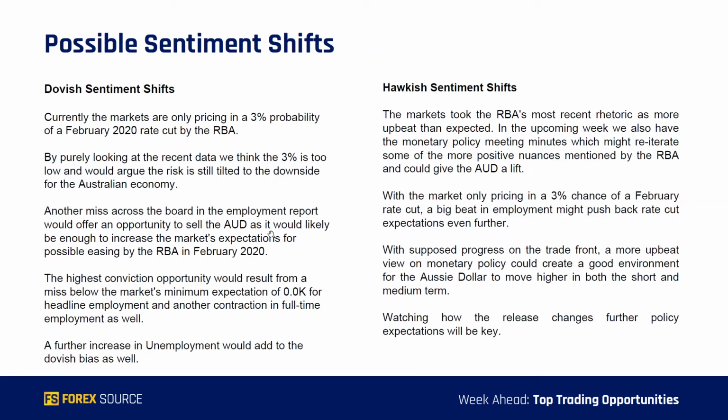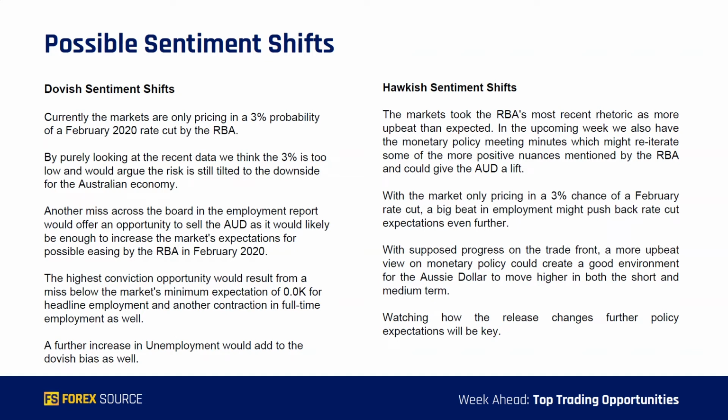Now, looking at some possible sentiment shifts, starting with dovish sentiment shifts. It's interesting to note that the markets are currently pricing in only a 3% probability for a February 2020 rate cut by the RBA. If we purely look at the recent data, we think that 3% is a little bit too low and would argue that the risks are still tilted to the downside for the Aussie economy. Another miss across the board in the employment report this upcoming week would offer an opportunity for us to sell the Aussie dollar in the short term, as it would likely be enough to increase the market's expectations for that possible easing by the RBA in their February meeting of 2020.